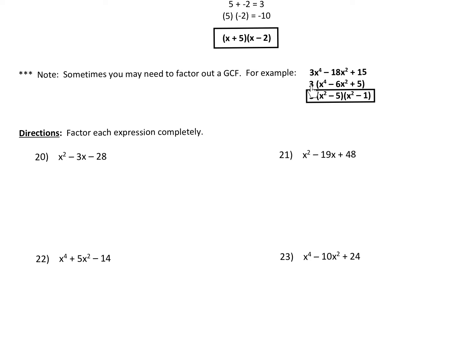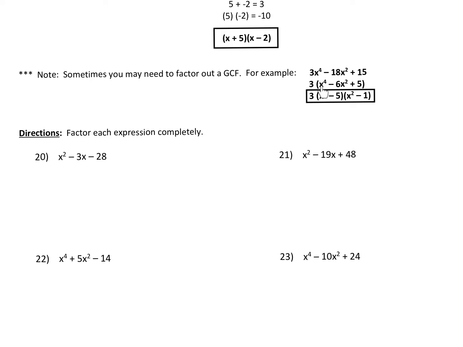Now notice, when you pull out a greatest common factor, we do not set up 2 sets of parentheses like we did here. When you pull out a greatest common factor, you always set up 1 parenthesis, and you put in that parenthesis what you're left with after you took out the greatest common factor. So when we take a 3 out of each of these terms, I'm left with x to the 4th, then bring down the minus. 18 divided by 3 is 6, and I bring down the x squared, and then the plus sign. 15 divided by 3 is 5.